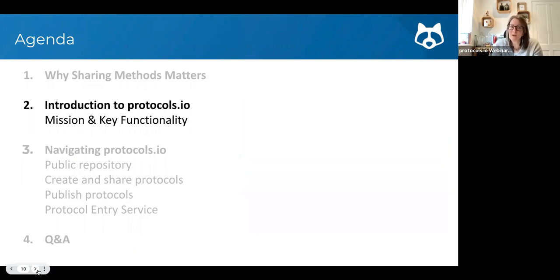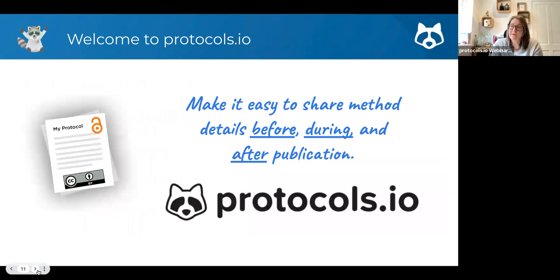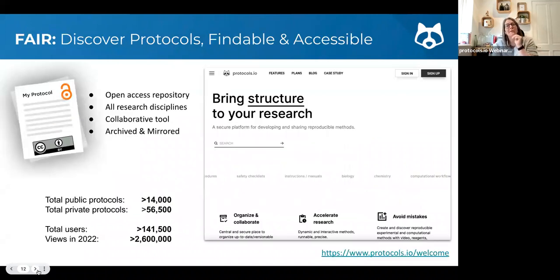And this is where protocols.io comes in. Our mission is incredibly simple: to make it easy to share method details before, during, and after publication. So if you haven't come across protocols.io and looked at it at all, it is a method sharing platform. It is an open access repository. So if you place protocols onto protocols.io and publish them, they will be available with a CC BY license for anyone else to come and make use of.